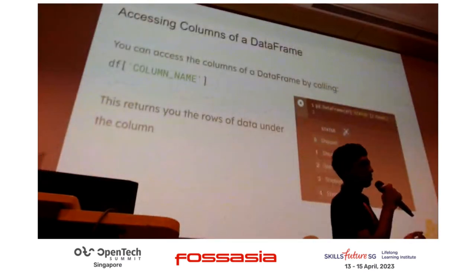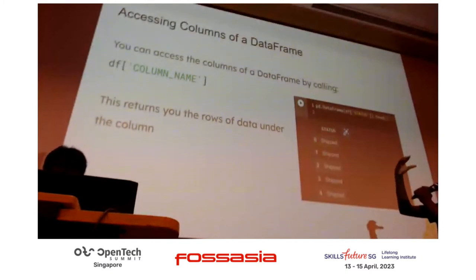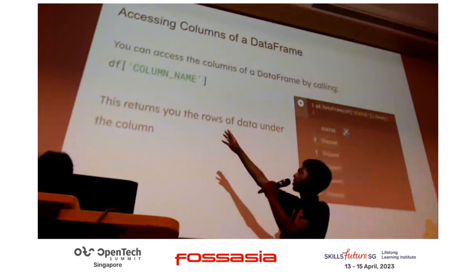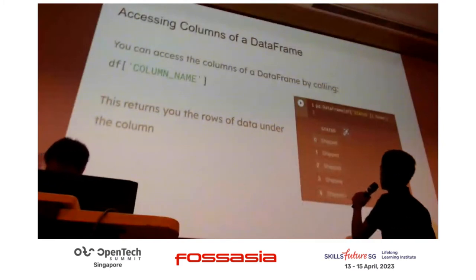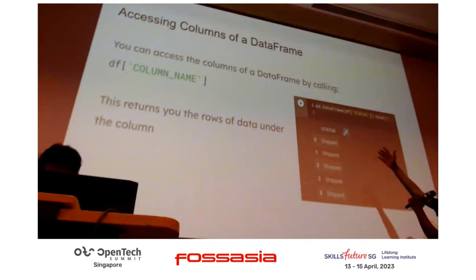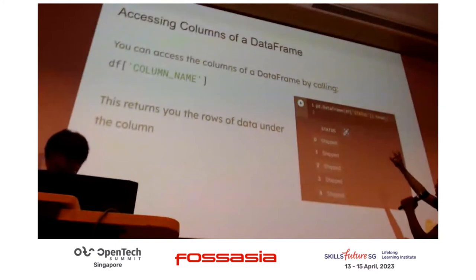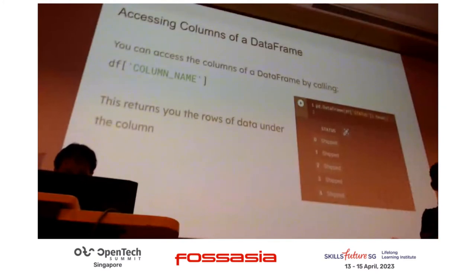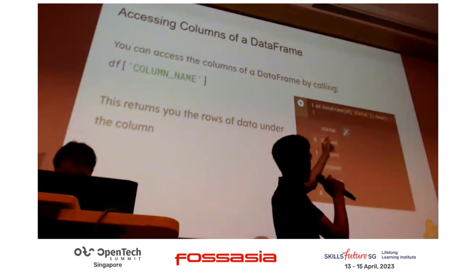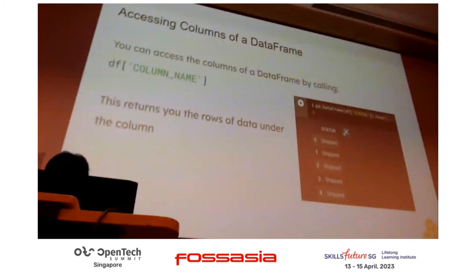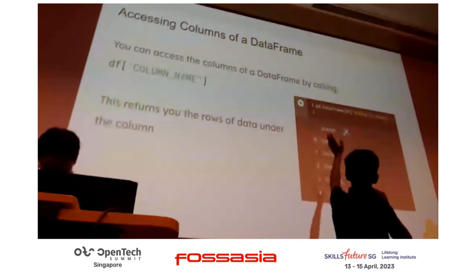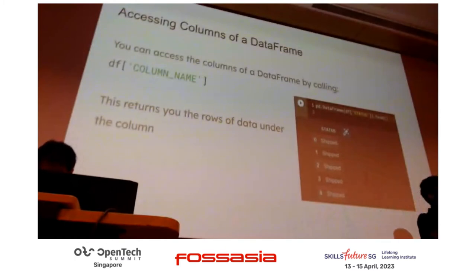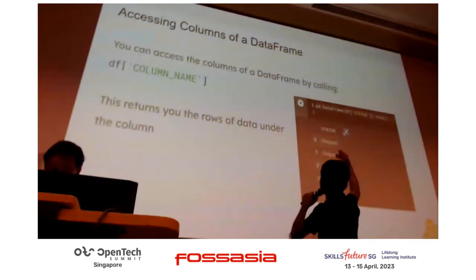So now that we've created a data frame, we can also access certain columns of data frames by calling df and specifying your column name here. What this does is it returns the rows of the data under that specific column. For example, in this example here, we put the data frame column of status, and we print the head of this. Like I mentioned before, what does this .head function do? Basically it prints the first five rows of the data set. For example, if we print df.status, the status column of the data set, and call .head on it, it will just print the first five rows. In this example, you can see here.